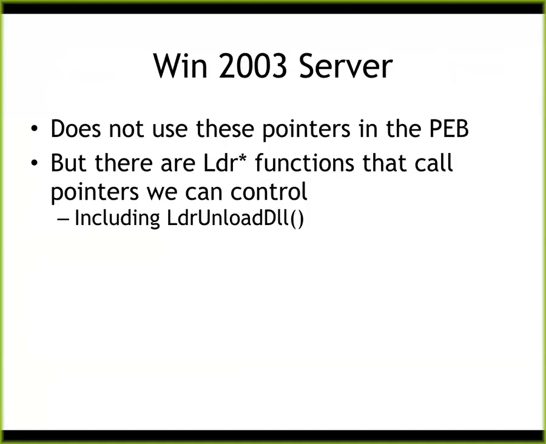Windows 2003 doesn't use those pointers, but there are other functions that call pointers we can control. So there are API calls that do use pointers you can find, and that's what you do. You find some pointer that gives you control of the machine and that you can locate, that is not jumping around in memory.